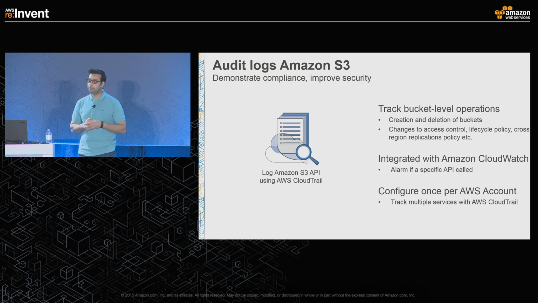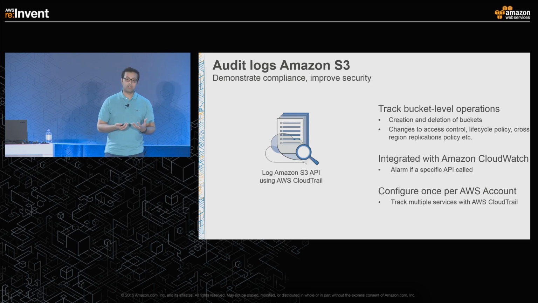Now, another interesting capability that AWS CloudTrail has, and this goes back to leveraging the different building blocks that AWS has, is that CloudTrail integrates with Amazon CloudWatch. And since it integrates with CloudWatch, you can use the CloudWatch alarm functionality to get alerted when a specific action happens. So perhaps my lifecycle policy is very important to me. I don't want anyone accidentally changing that lifecycle policy. And if it does change, I want to be alerted.